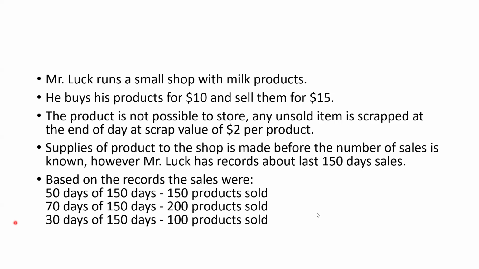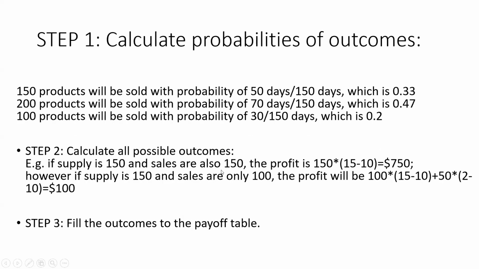Now based on these values, we are going to create a payoff table. Look at this one. Right? So here, first of all, we are going to calculate the probabilities. That is step 1. When you go through, you can see that 150 products sold with the probability of 0.33, which means out of 150 days, only 50 days they have sold.